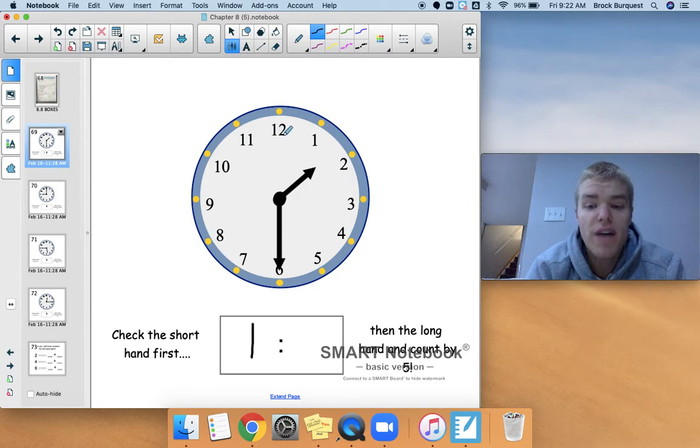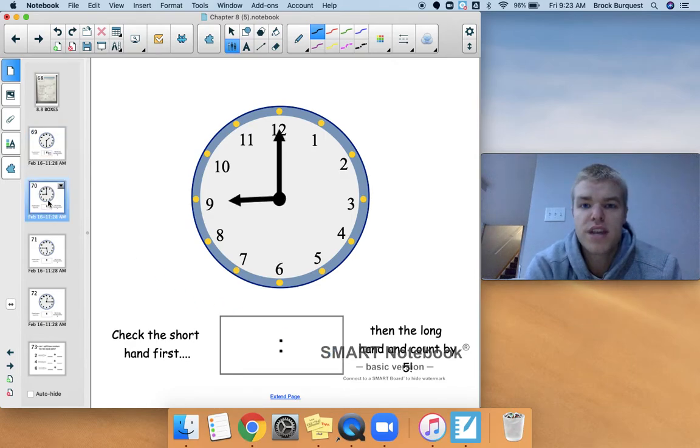And if we count by fives, it'll tell us what we should put right here because we shouldn't put a 6 here. 1:6 isn't really a time, okay? So we're going to count by fives. 5, 10, 15, 20, 25, 30. So our answer is 1:30 or half past 1. All right, let's look at our next one. I'll give you a second to write that one down.